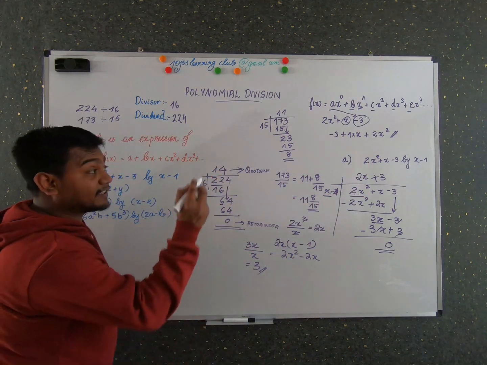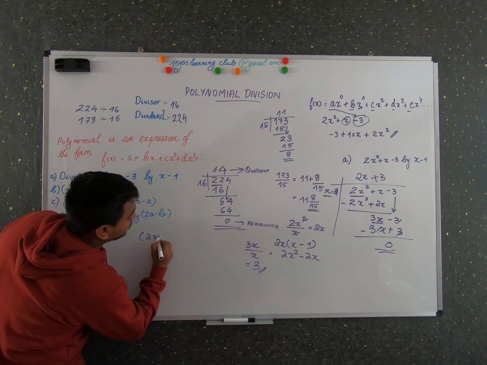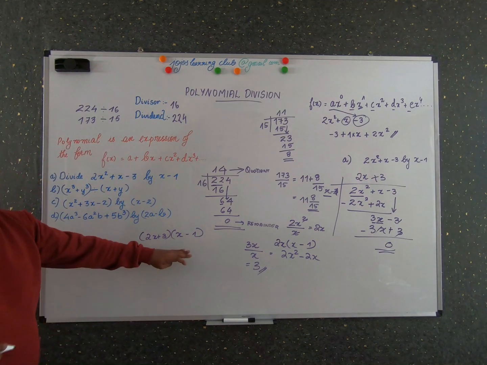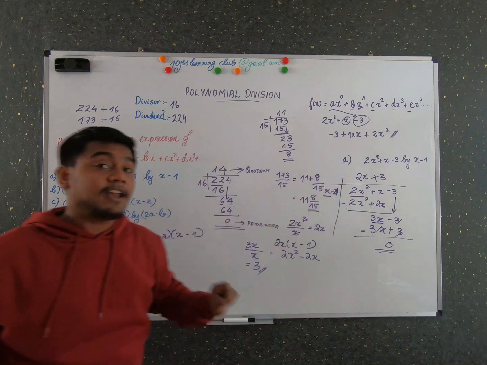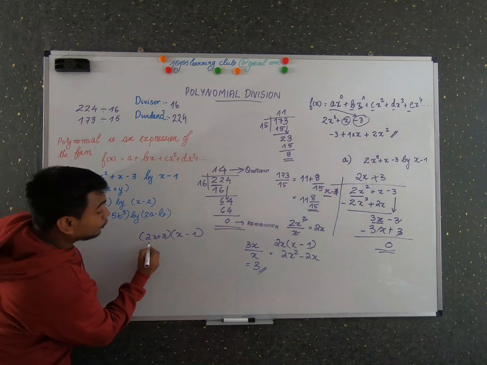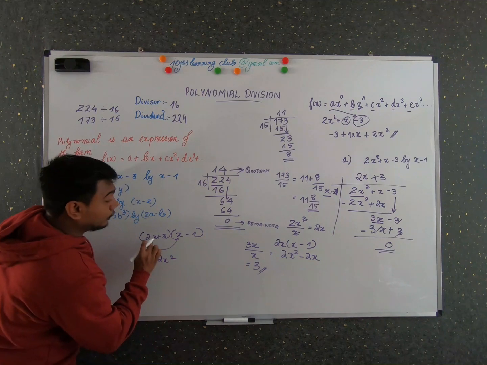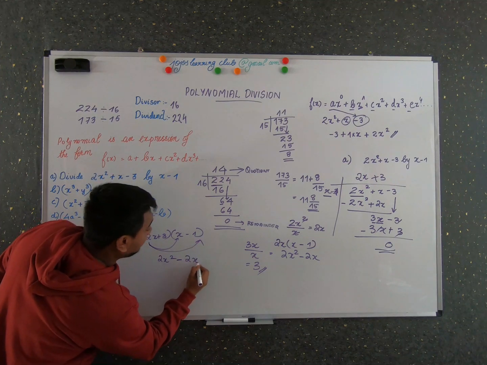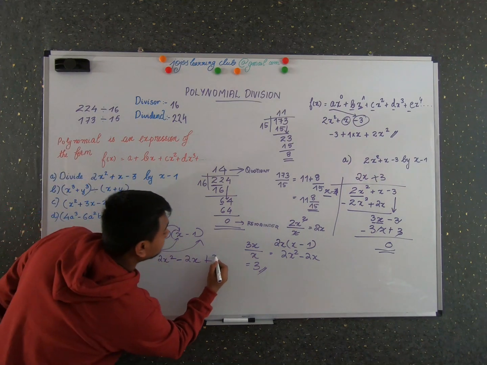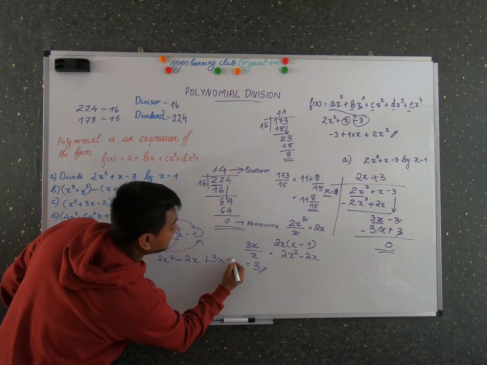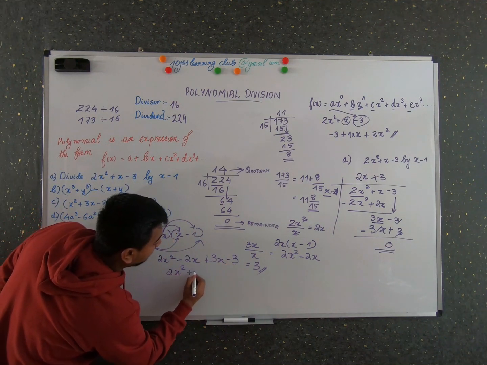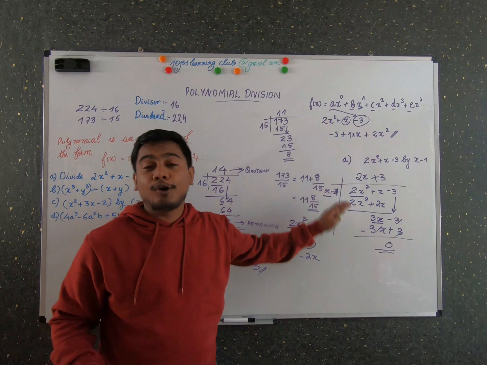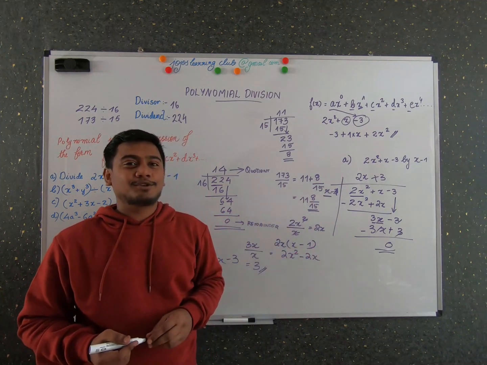So let's check whether our answer is correct or not. For that, this is our quotient, 2x plus 3, and x minus 1. I'm going to find if I get this dividend, then our answer is correct. So 2 into x, 2x square, again 2x into minus 1, that is minus 2x, then 3 into x, that is 3x, and 3 into minus 1, that is minus 3. So you can write 2x square plus x minus 3. See, these are same. So this is how you do long division or polynomial division. So I hope it's clear.